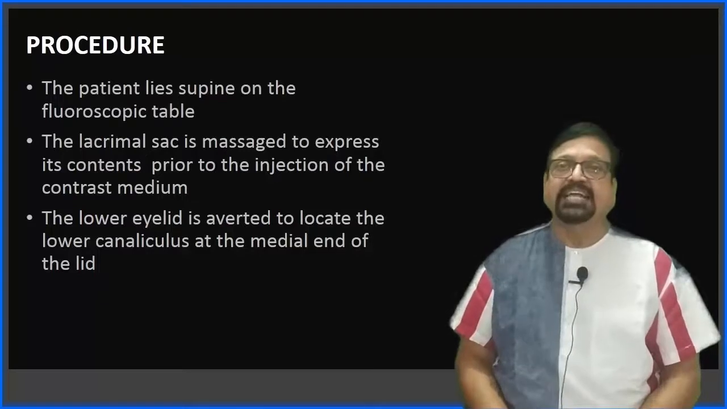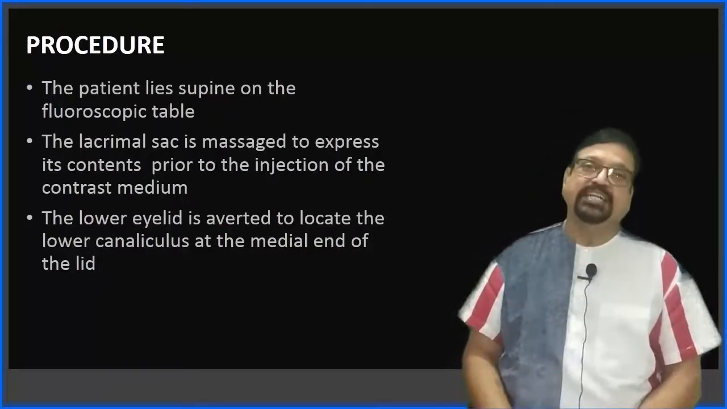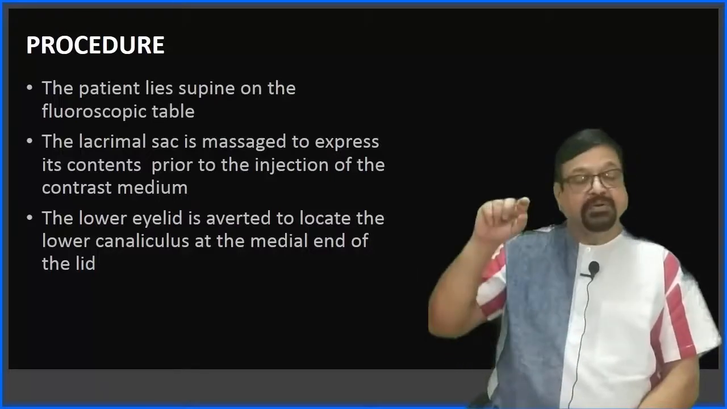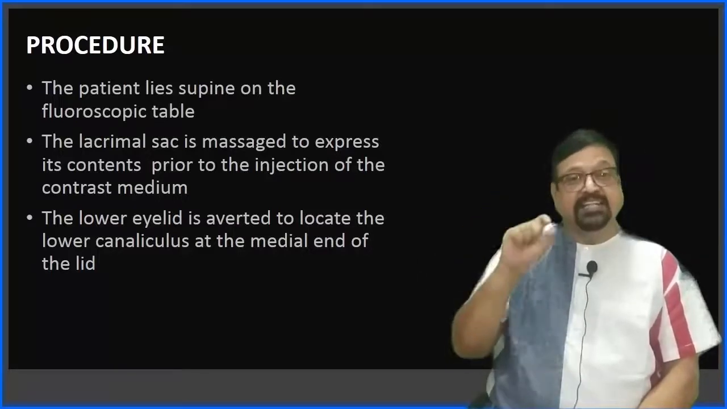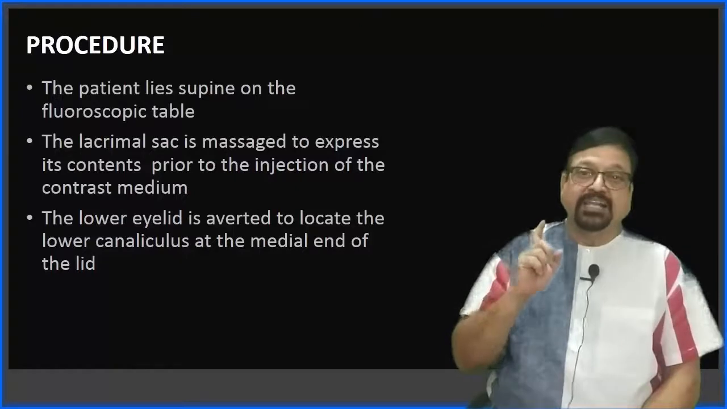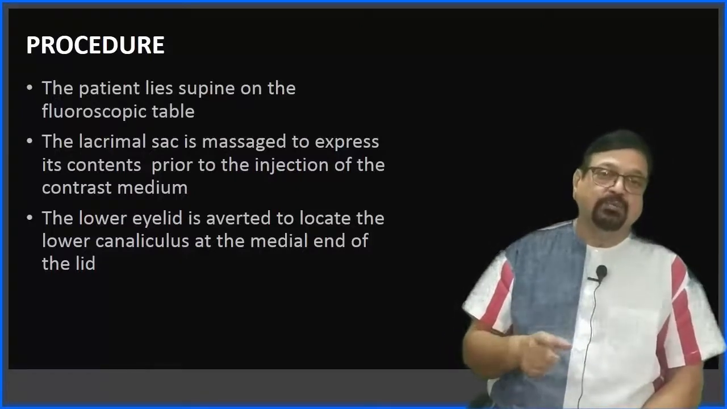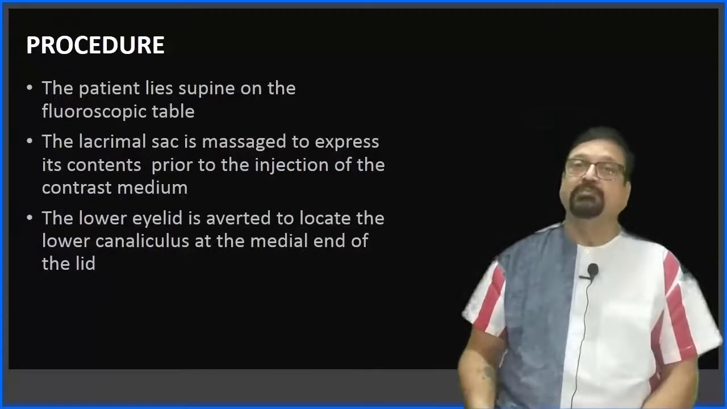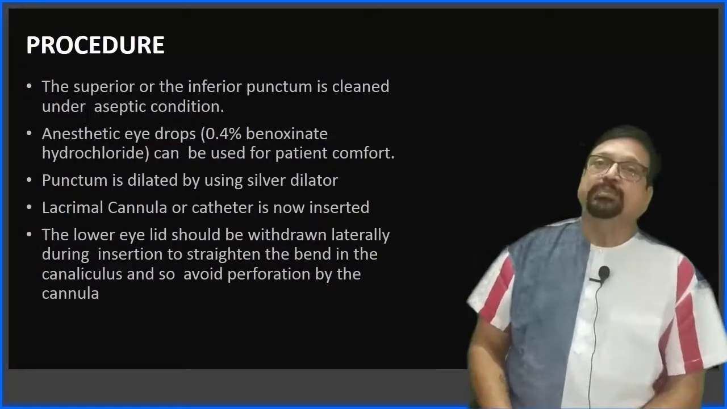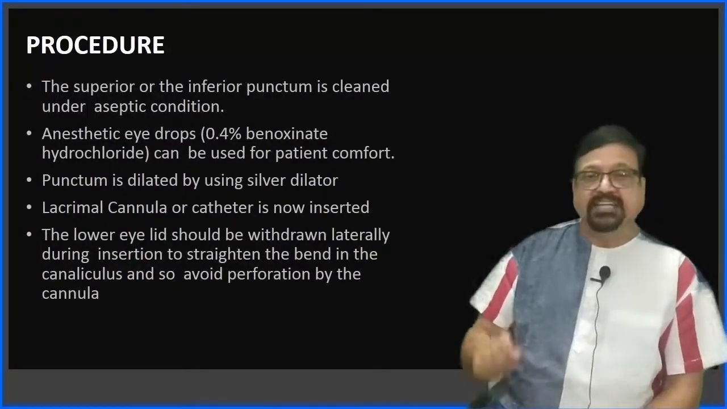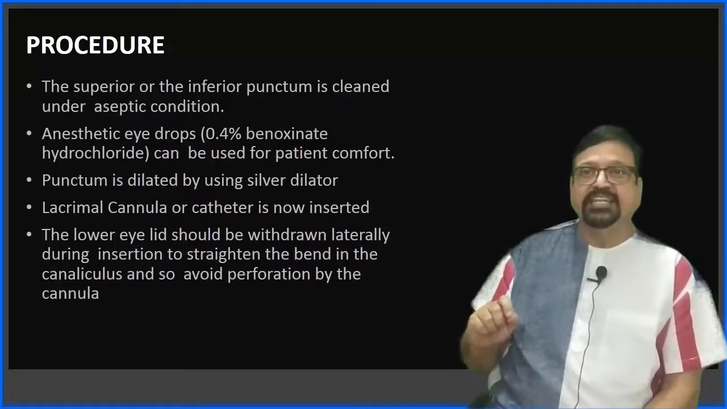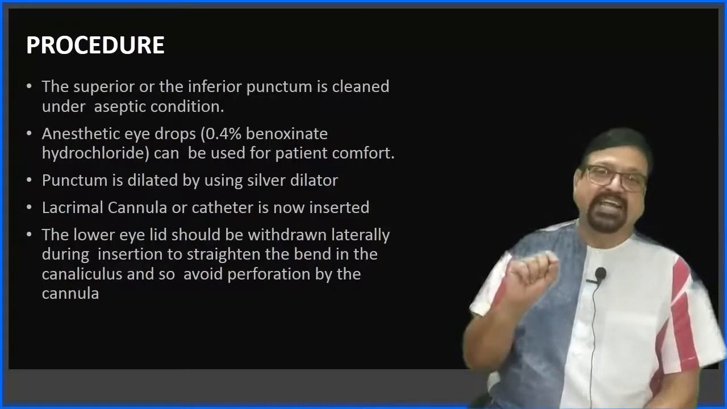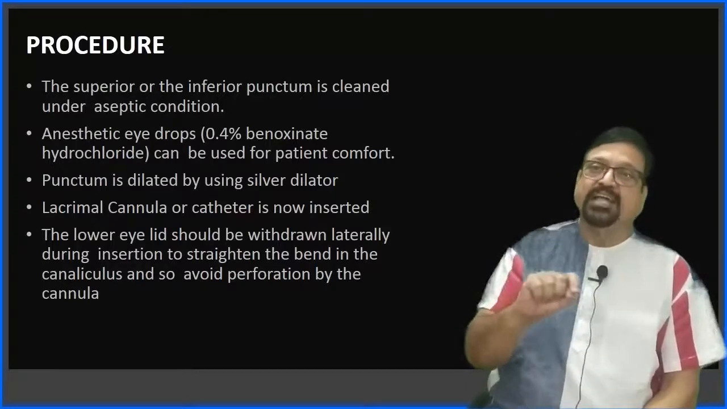The lacrimal sac is massaged, as I told you, to get rid of excess secretions, and the lower eyelid is everted. If you evert the eyelid, you can see the puncta. Inspection of the puncta, and inspection of the puncta after pressing the lacrimal sac, is the essential portion. Now, the superior or inferior punctum is cleaned under aseptic conditions, anesthetic drops 4% are instilled, then it is dilated using the metal dilator, and the cannula is passed.